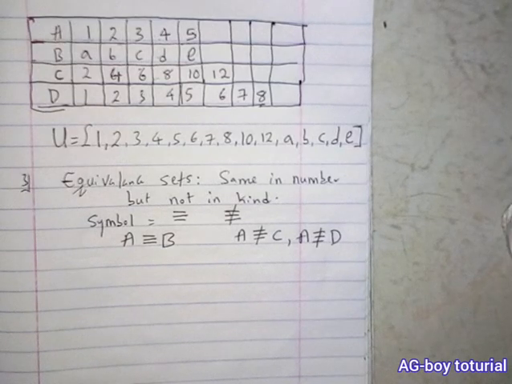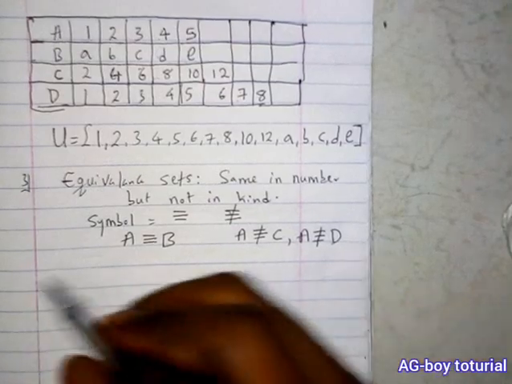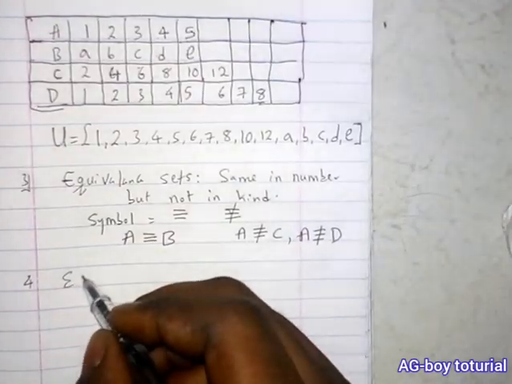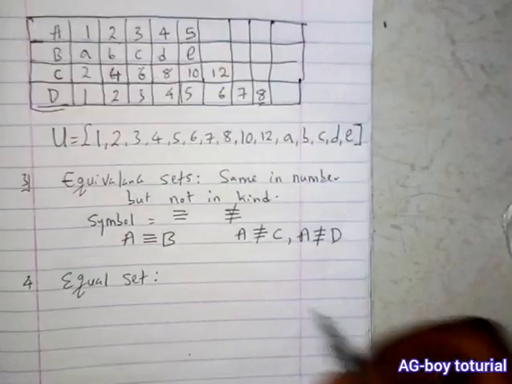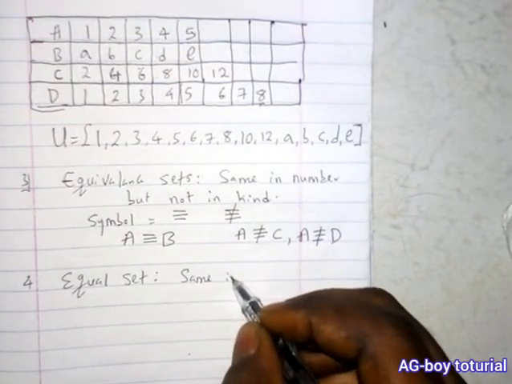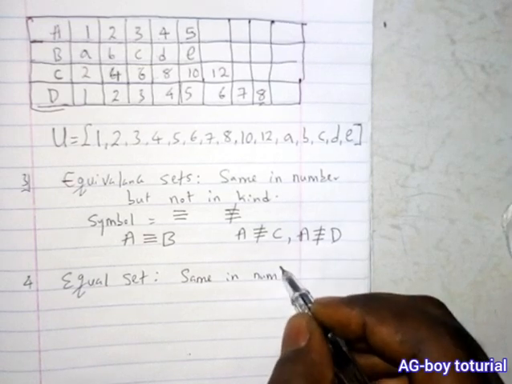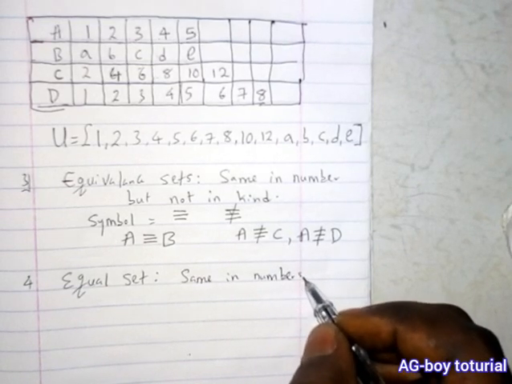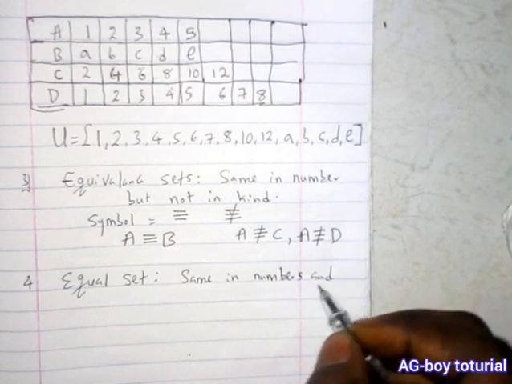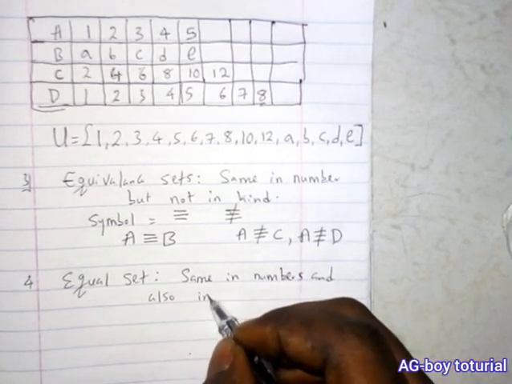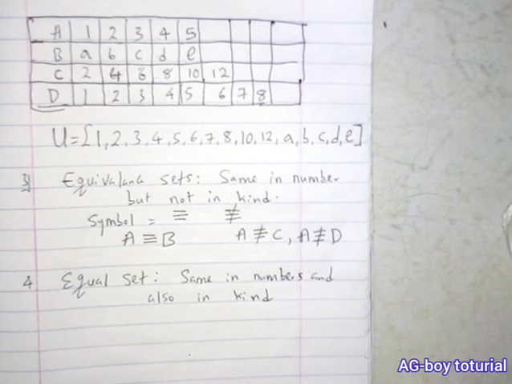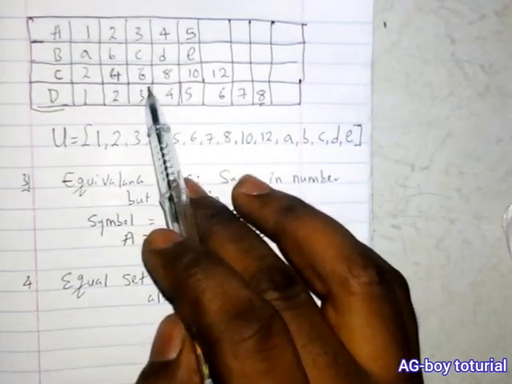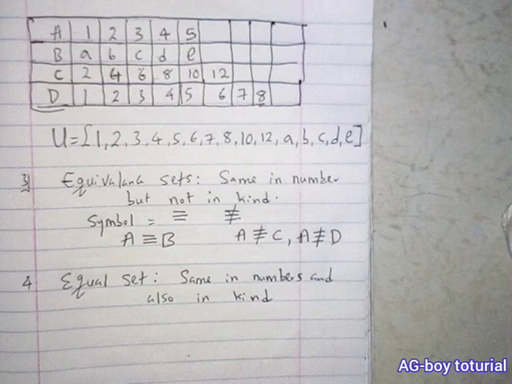Okay. Now we have also another one called the equal set. That's number 4. Equal set. Now for the equal set, they are the same in numbers and also in kind. In this table, we don't have equal sets here. So I'm going to bring an example of equal sets.